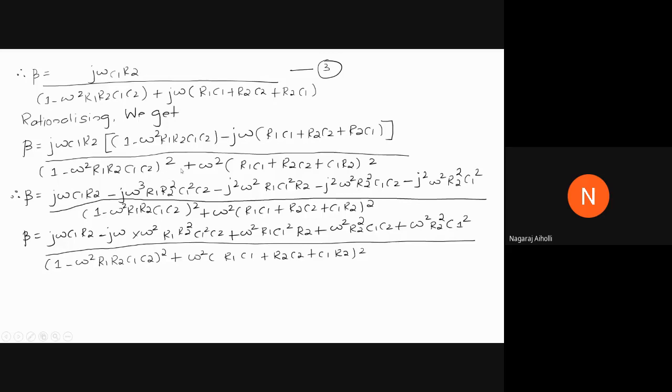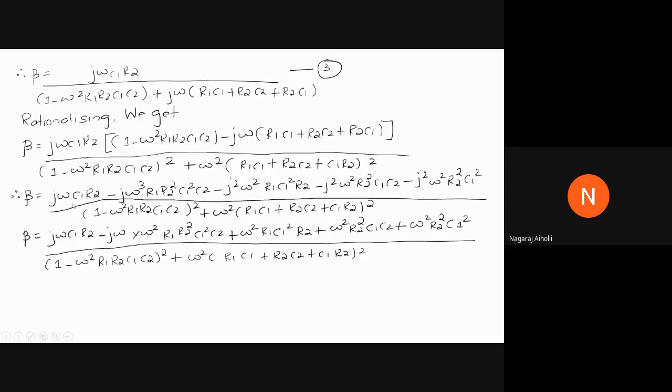So in the denominator it will be a plus b into a minus b. It is a square minus b square. Fine. That is 1 minus omega square r1 r2 c1 c2 square, minus j square omega square. That is, j square is minus 1, so minus 1 into minus 1 is plus. So plus omega square into r1 c1 plus r2 c2 plus r2 c1 square.